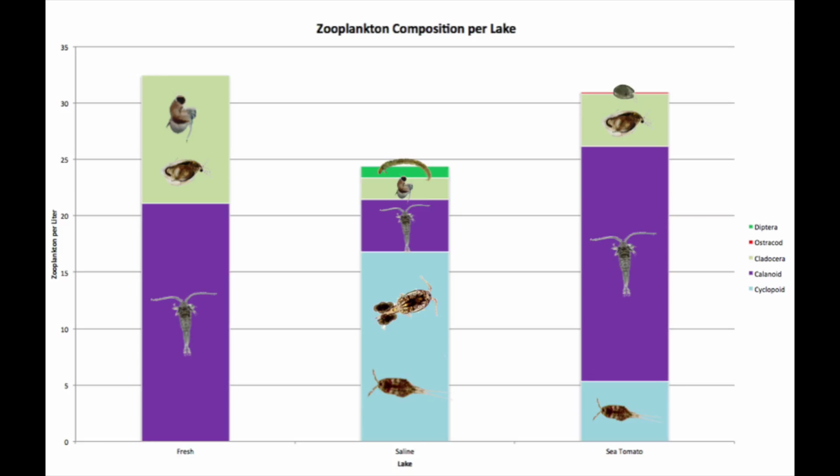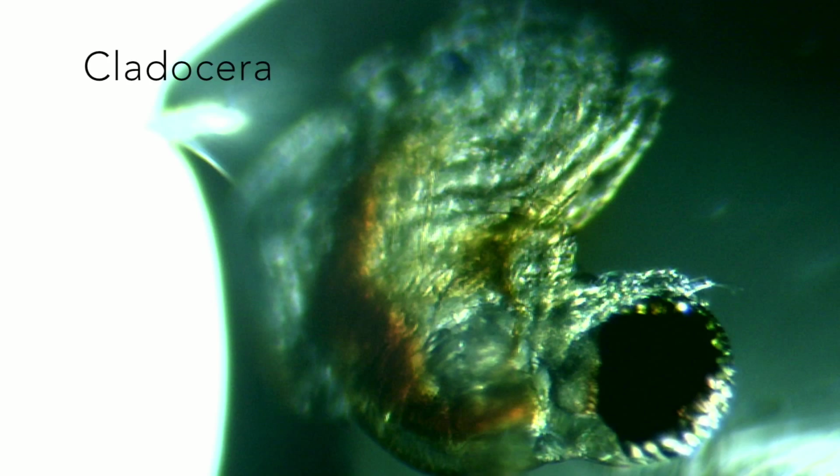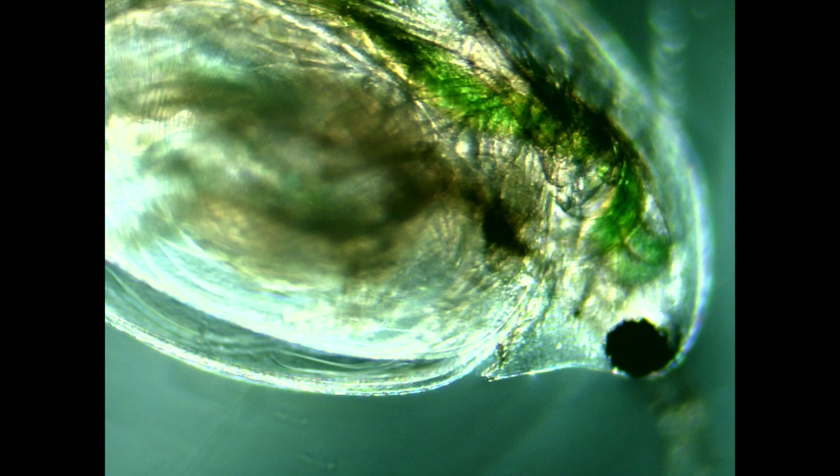From the graph, we can tell that the saline lake contained fewer animals per liter, but had a greater diversity of plankton. The salt in the lake did not decrease the number of animal species inside, but caused different species to thrive in it. Cladocera, also known as the water flea, commonly lives in freshwater and inland aqueous habitats. We found 2 kinds of daphnia.